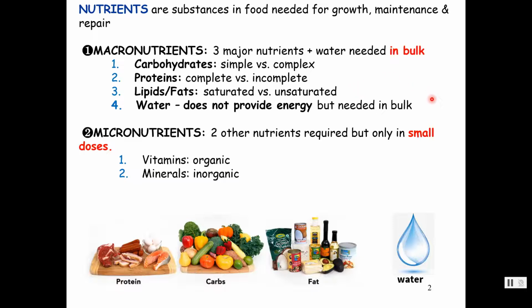And while you may not think about it as a nutrient because it really doesn't provide energy, water is also one of the macronutrients. So macro means large. So these are things we need to consume in our diet in bulk. Micronutrients, on the other hand, so micro means small, are things we only need to consume in very small quantities. Vitamins, which are organic, are going to be our coenzymes, and minerals, which are inorganic, are going to be our cofactors in our chemical reactions.